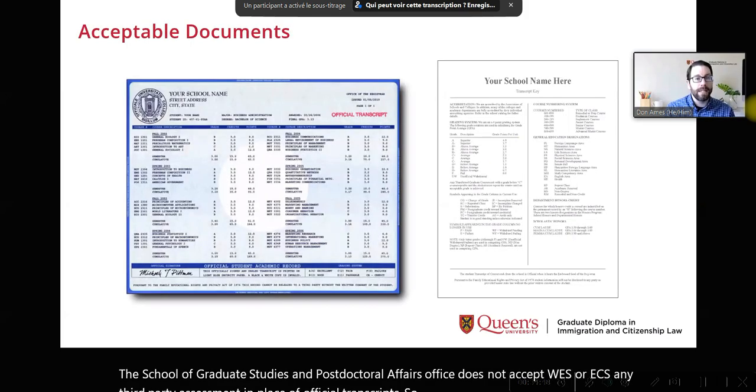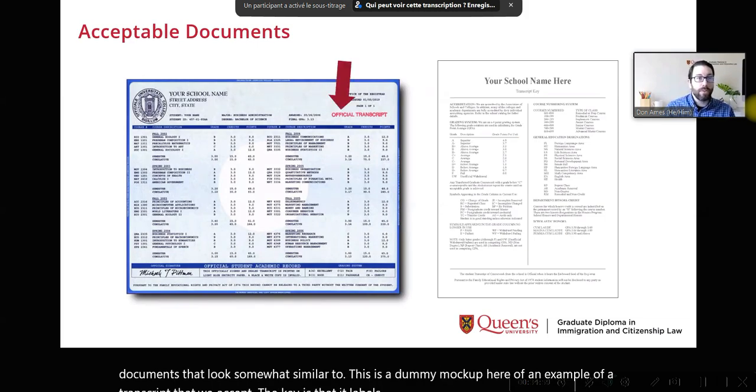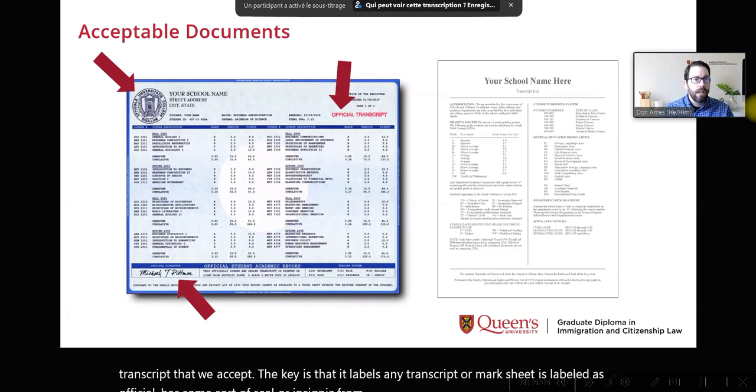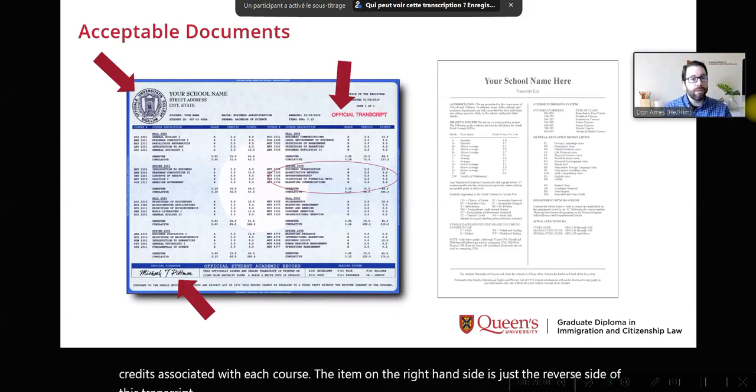So make sure that you are submitting documents that look somewhat similar to this. This is a dummy mock-up here of an example of a transcript that we accept. The key is that any transcript or mark sheet is labeled as official, has some sort of seal or insignia from your institution. It has a signature ideally, but the key is that it outlines the courses you've taken, the grades you received, and the credits associated with each course. The item on the right-hand side is just the reverse side of this transcript. If there is information on the reverse side of your transcript, include that as well. It helps us understand your grading scheme at your institution for our assessment.